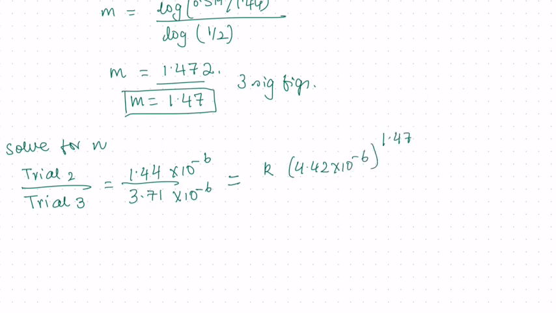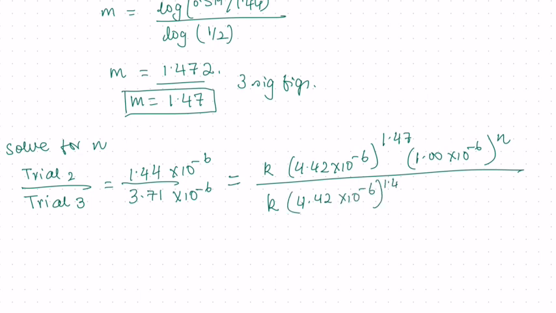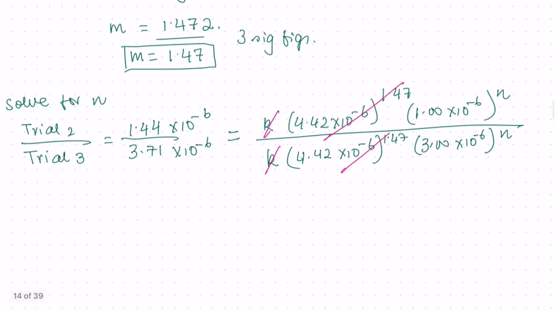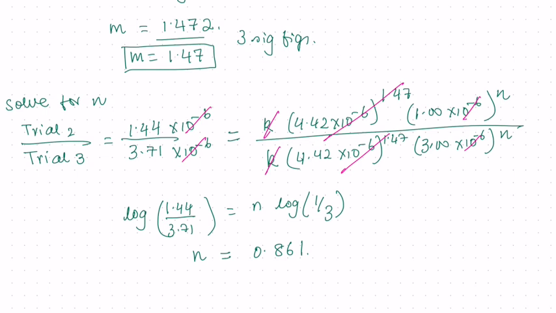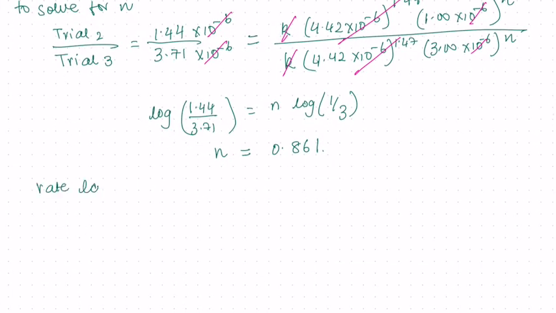Now, in order to be precise, let me correct my error the first time and let me write down 10 to the minus 6 value when solving for n. Hopefully this hasn't confused you too much. So plugging in the correct values, double checking for any errors, found one. So again, simplifying this and taking the log on both sides, I get log of 1.44 over 3.71 is n times log 1/3. Using my calculator to solve for n, I get n as 0.861 as the order with respect to carbon monoxide.